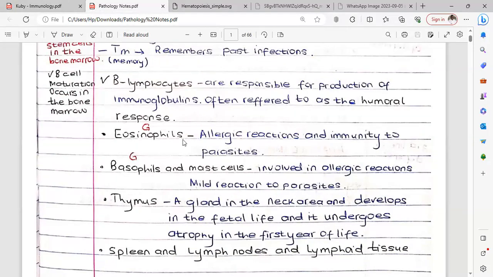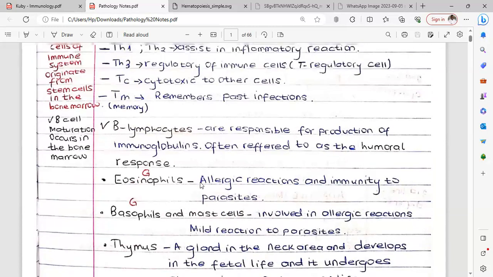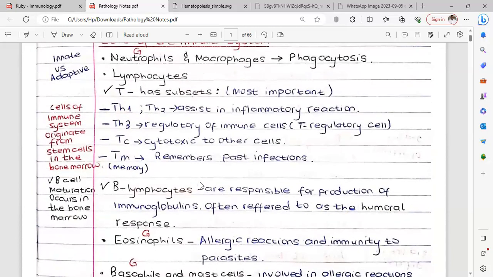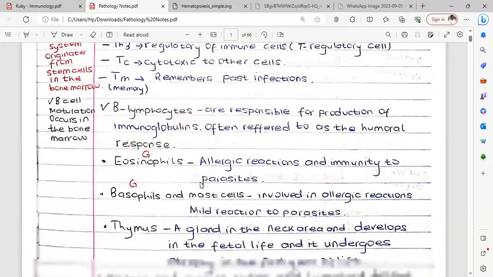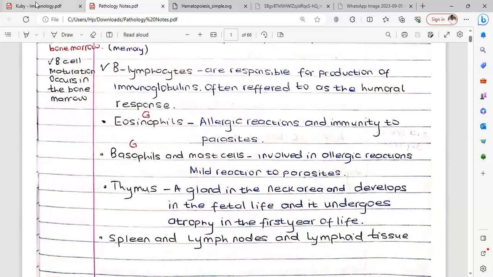For eosinophils, we have talked about how they are involved in allergic reactions and immunity to parasites. And then neutrophils, phagocytosis. So basically that's it for the granulocytic cells.